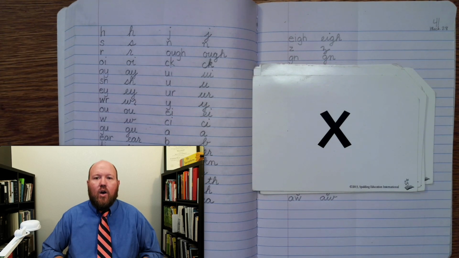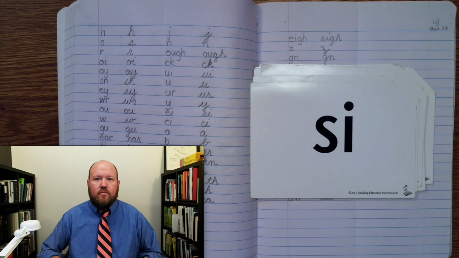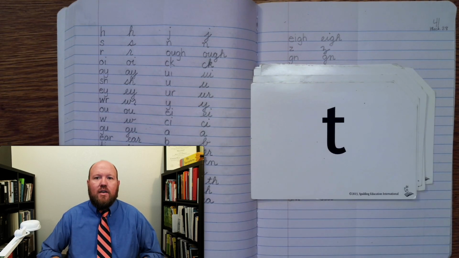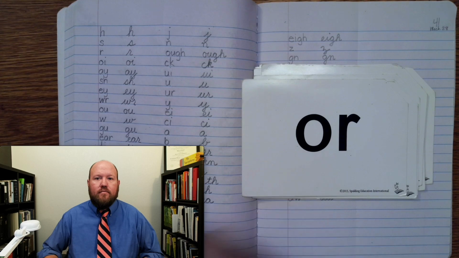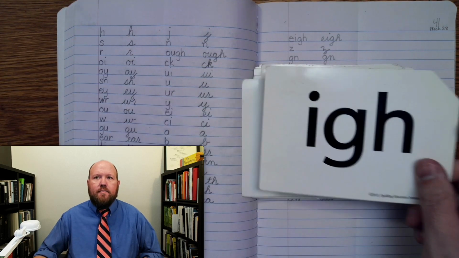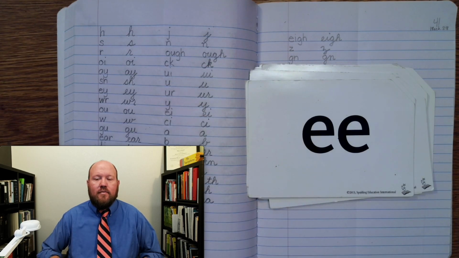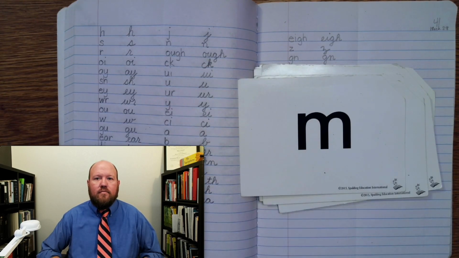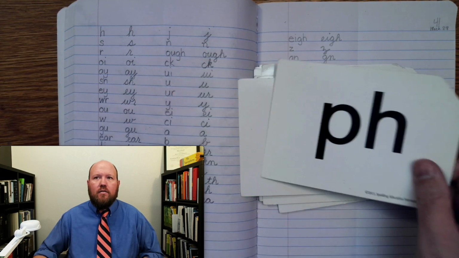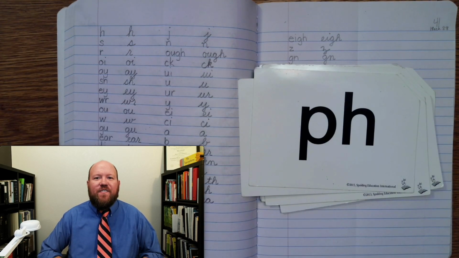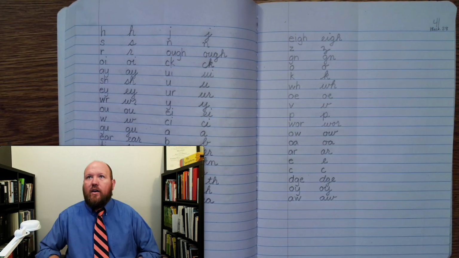X. What never comes after an X in English words? S or Z. Sh, z. T. Or. I, E, M, two letters.